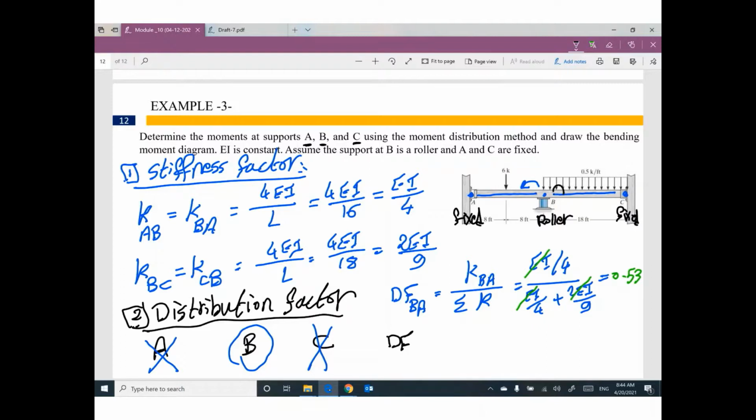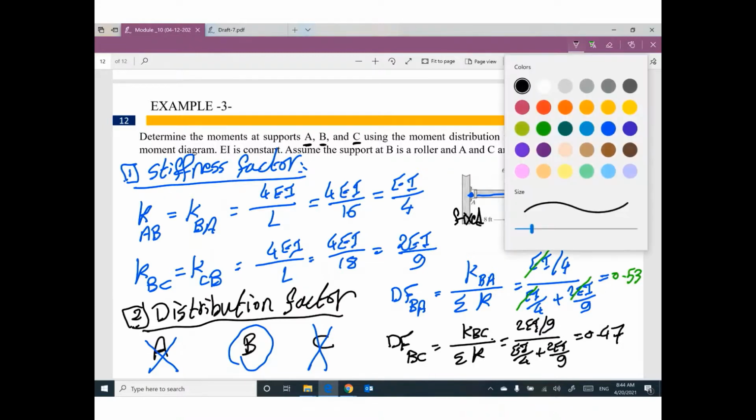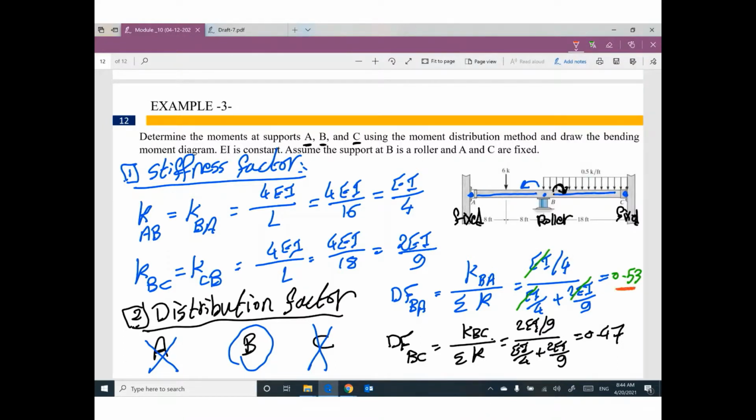at B, but for the other side, which is BC, equal K BC divide summation K. So 2 EI divide 9 divide EI divide 4 plus 2 EI divide 9. Your value will be 0.47. Believe me, and you have to check yourself. The distribution factors at B must equal 1. So that one for BA and that one for BC, if you add them together, you have to get 1. 0.47, 0.53, your value will be 1.